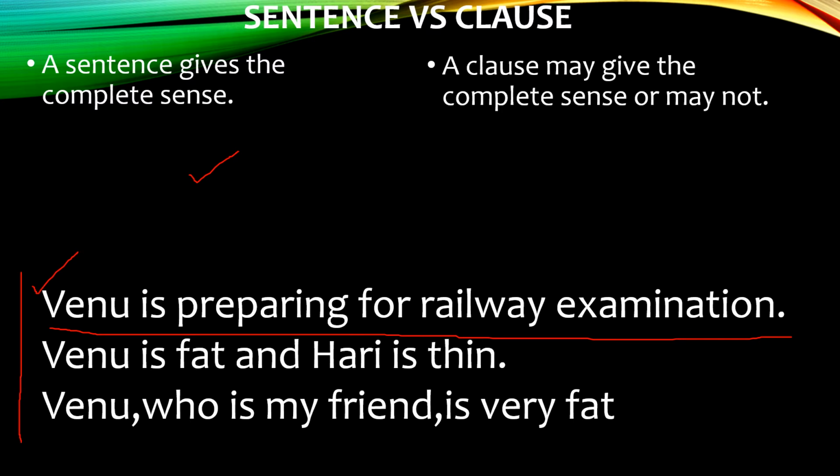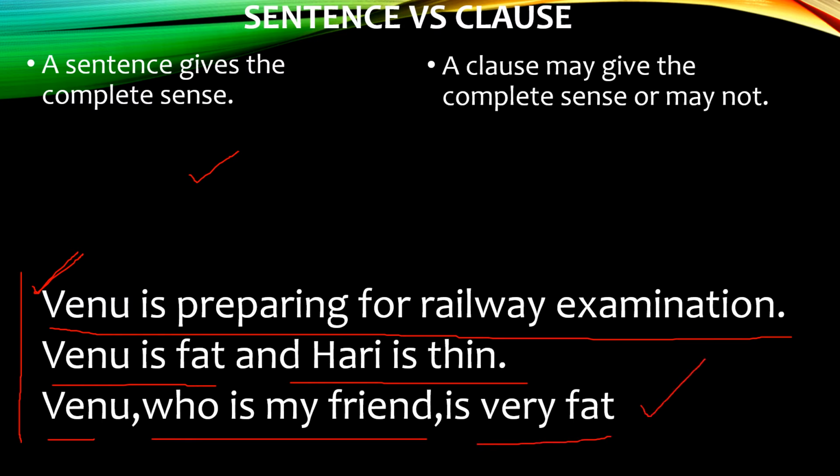Sometimes a sentence may have one clause, a sentence may have more than one clause. The first sentence has only one clause. So the first one is sentence cum clause. Venu is fat and Hari is thin. Here in this sentence there are two clauses. Understood? In the third one, Venu, who is my best friend, is very fat. In this sentence also two clauses are there.